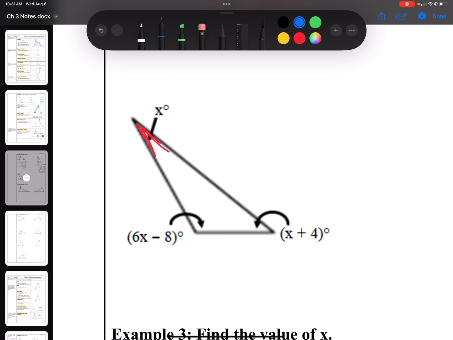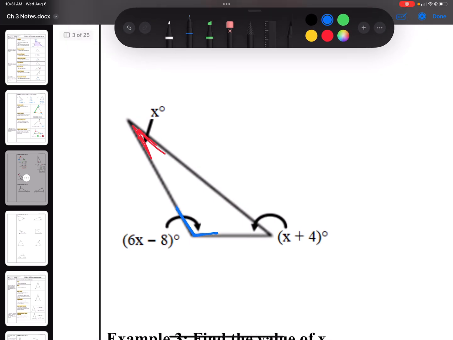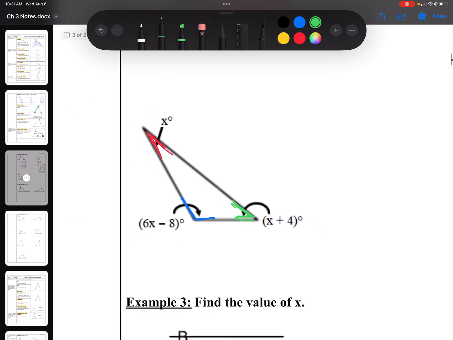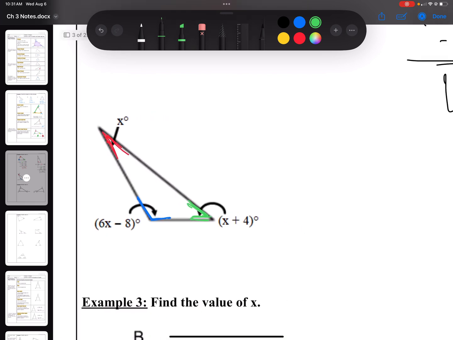Well, the inside angles of a triangle, the interior angle sum, is always 180. So I know it looks like a lot. I know we got a 6x minus 8 and x plus 4. Oh no, this looks complicated. Nope, just take a deep breath. They're angles on the inside of a triangle, right? And we do know that the angles on the inside of a triangle add up to 180, right? And it doesn't matter what order we do it in. I'm just writing this out like this so you can just get a visual. Remember, the angles add up to 180.